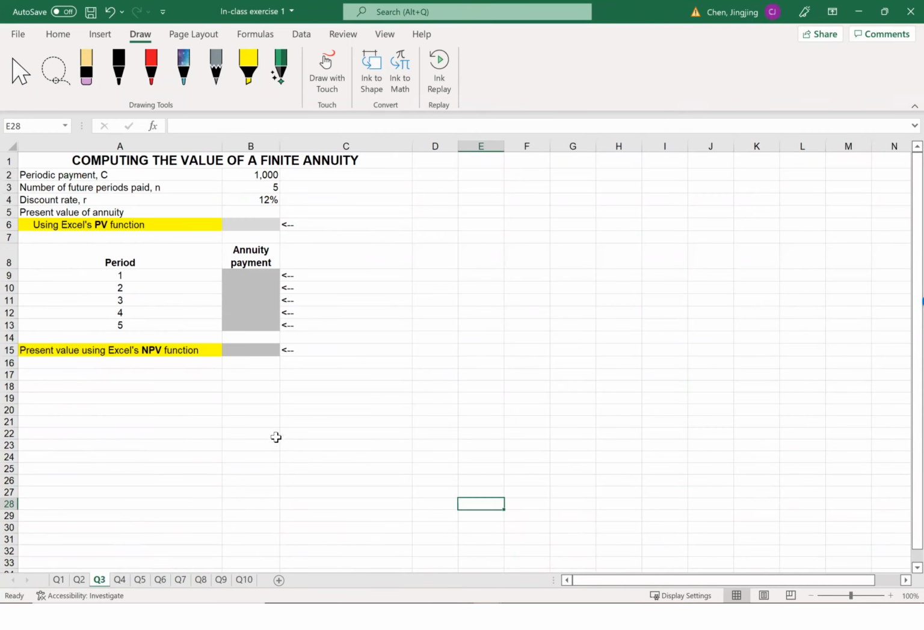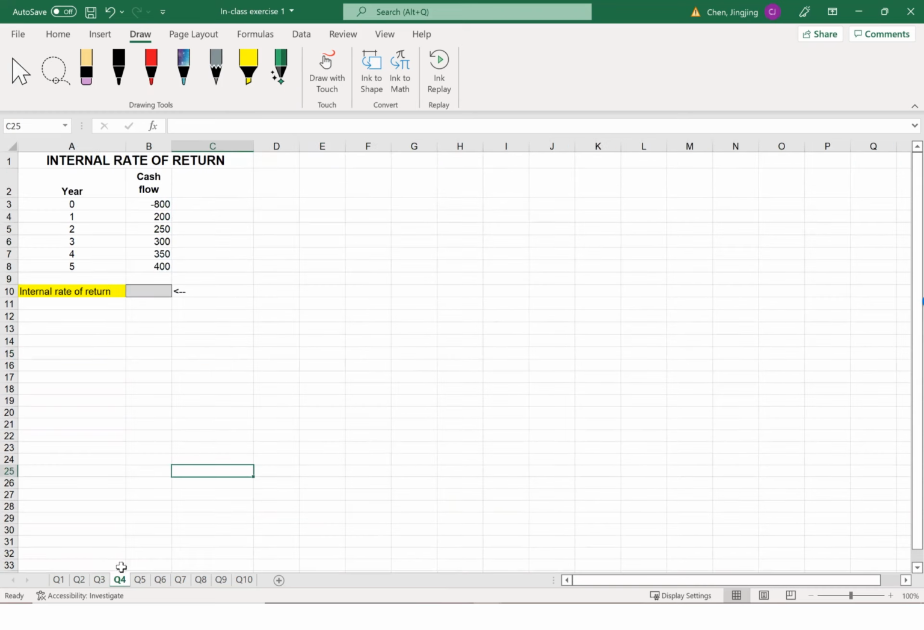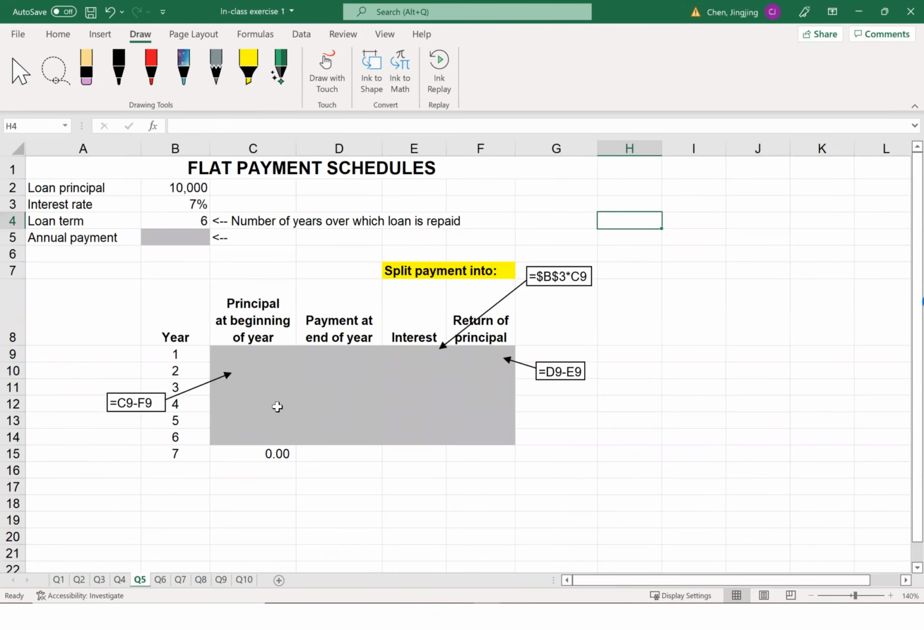And for question 3, basically we want to compare the PV function with the NPV function. Although they will give you the same result here and here, the way of using the function is different. Same here for question 4, which is asking you to calculate the internal rate of return. So now I'm gonna give you a demo for question 5.